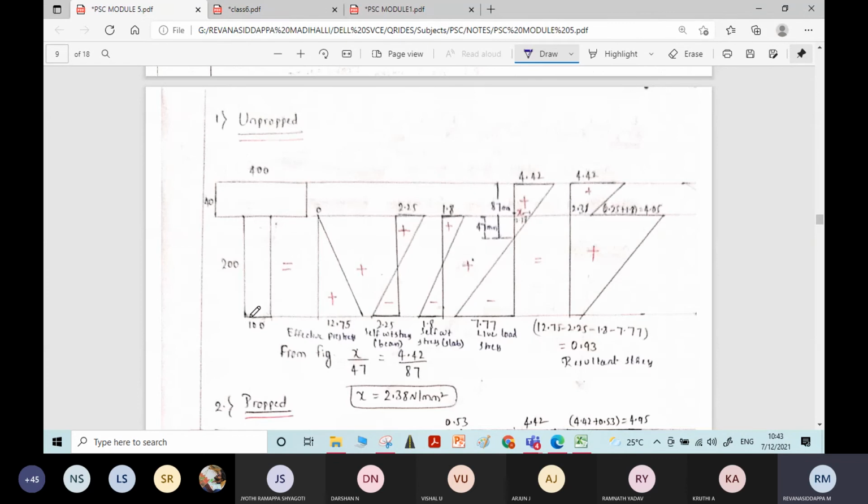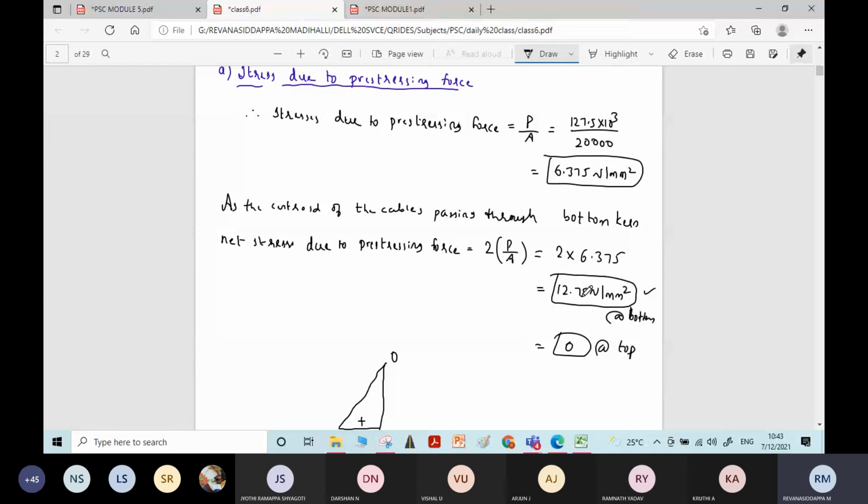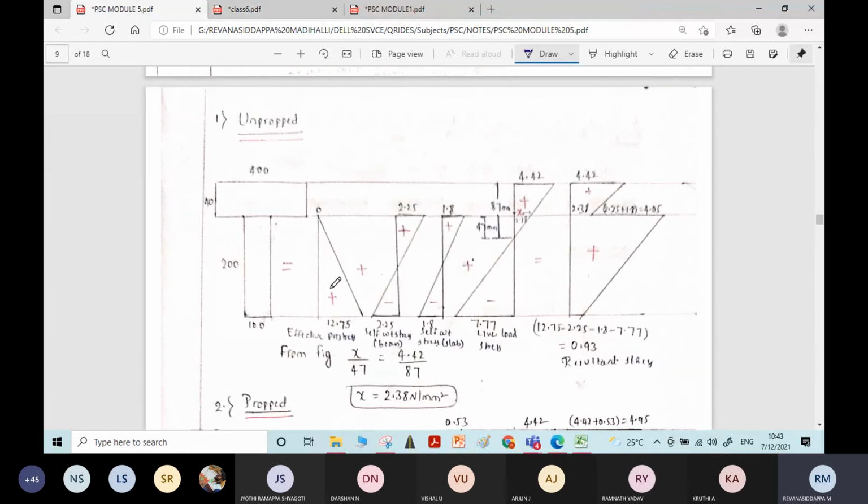Okay, first you need to write the cross section of the T. The first thing we have calculated is the stresses due to the prestressing force, which we got as 12.75 at bottom, 0 at top. Okay, I have written 12.75 at bottom and 0 at the top. That is the stress due to prestressing force. And prestressing force will cause compressive stresses at the bottom and tensile stresses at the top. That is why I have mentioned it as a plus sign.